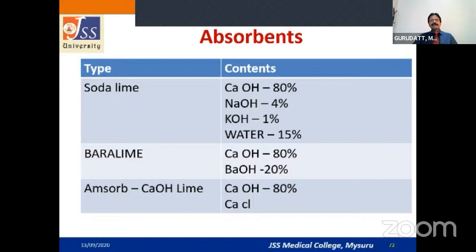Because of that, it can interact with the inhalation anesthetic agents, which I'll be discussing in the next 1 or 2 slides. Then again, baralime does not contain sodium hydroxide or potassium hydroxide. It contains mainly calcium hydroxide and barium hydroxide: calcium hydroxide 80%, barium hydroxide 20%. So it is one of the most stable absorbents. But unfortunately, because barium hydroxide is there, it can interact with desflurane and release carbon monoxide. That is the reason why we don't use baralime. Because of its stability, it is still used in spacecraft for absorption of carbon dioxide.